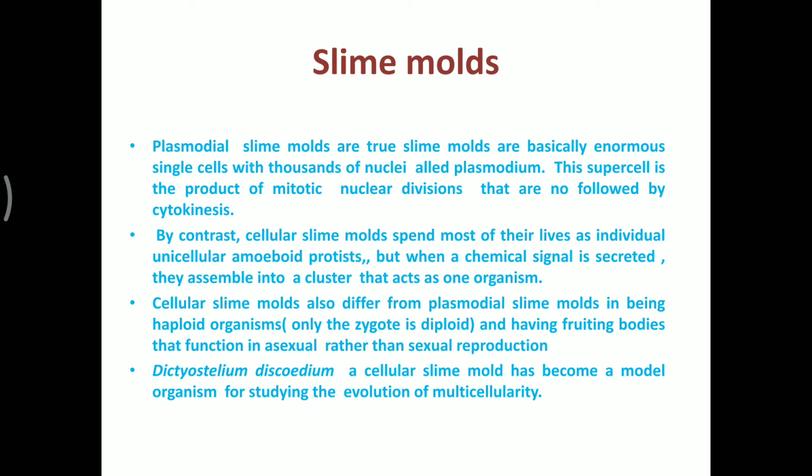Dictyostelium discoideum, a cellular slime mold, has become a model organism for studying the evolution of multicellularity, because they combine together and behave like a tissue. Some of the examples include Physarum, Stemonitis, and Trichia. You can learn the names, at least two are to be learned.